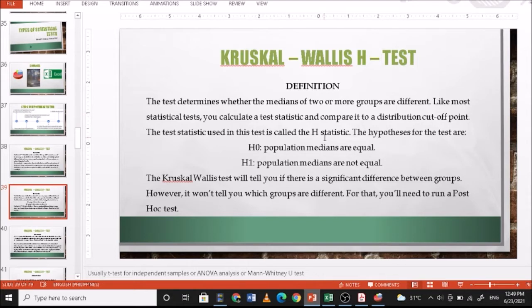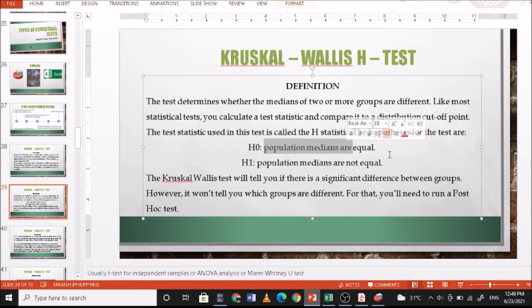The hypotheses for the test are: the null hypothesis, the population medians are equal; the alternative hypothesis, the population medians are not equal. Or, the null hypothesis, there is no difference between the population medians; then for the alternative hypothesis, there is a difference between the population medians.